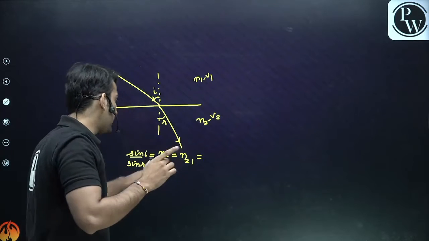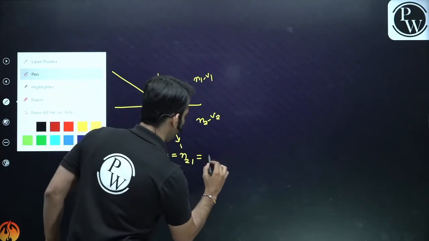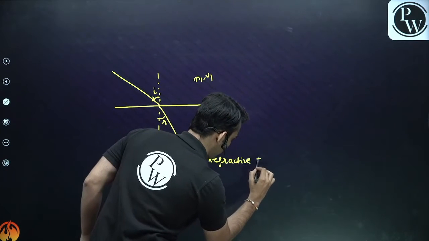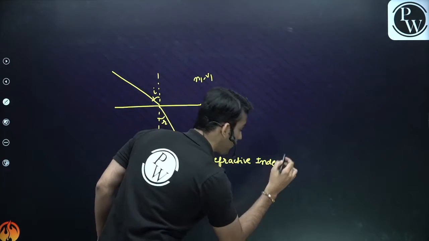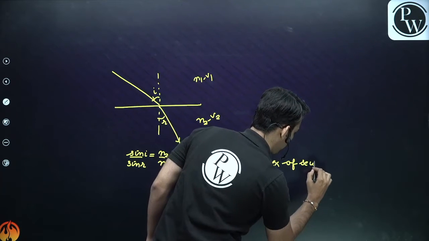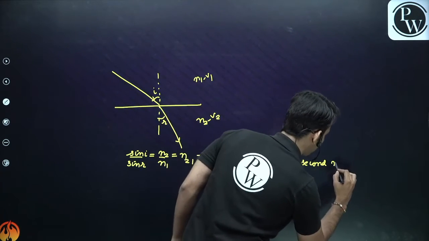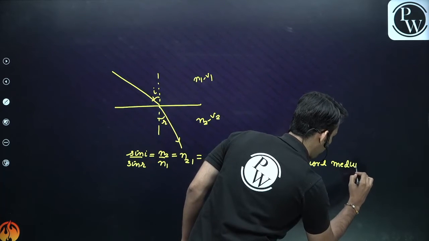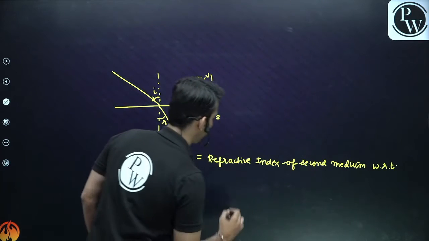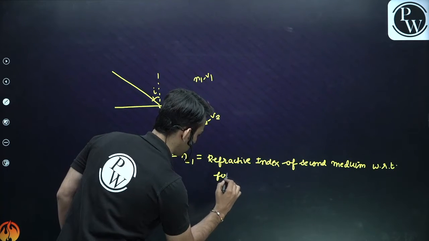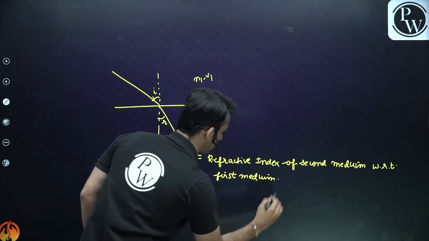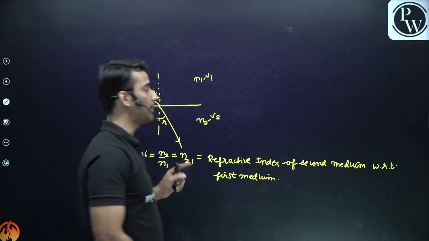This is the refractive index of second medium with respect to first medium. Clear? So we denote it by n21.